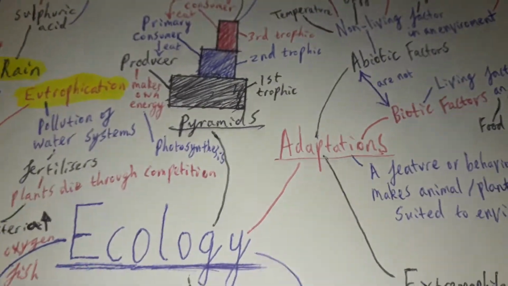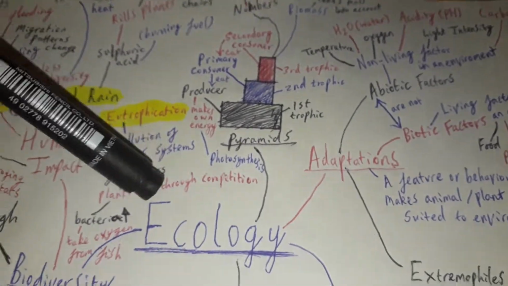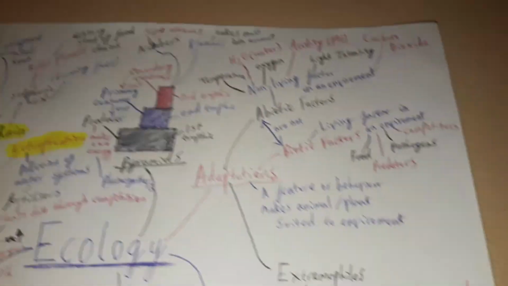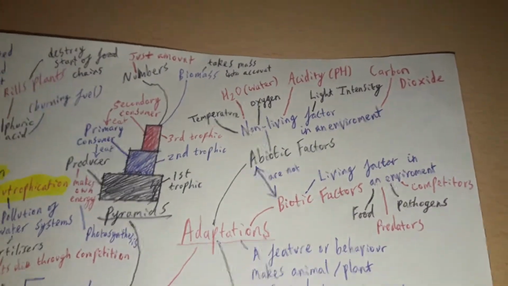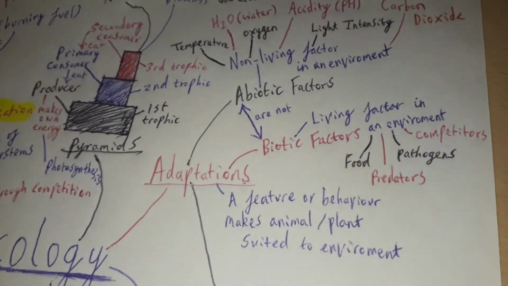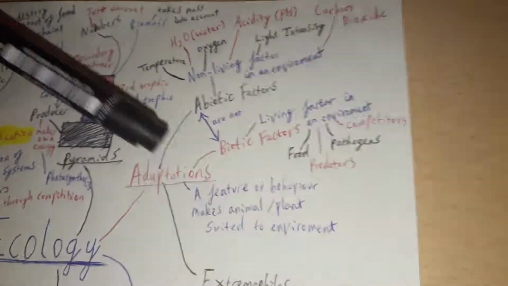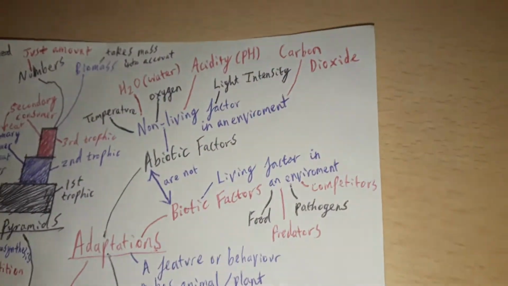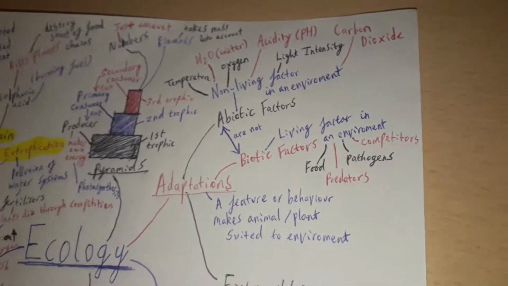Today we're looking at another episode of biology, and this one's on ecology. So let's begin. First, let's look at adaptations. An adaptation is a feature or behaviour that makes an animal or plant suited to a particular environment, normally the environment in which it lives. It helps it to survive and thrive there.